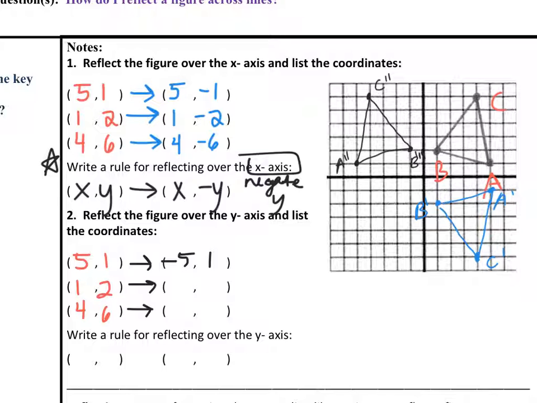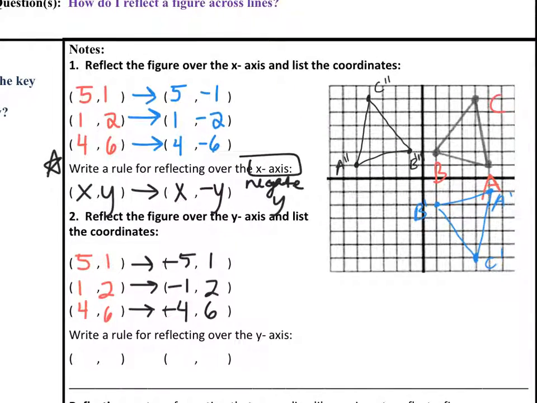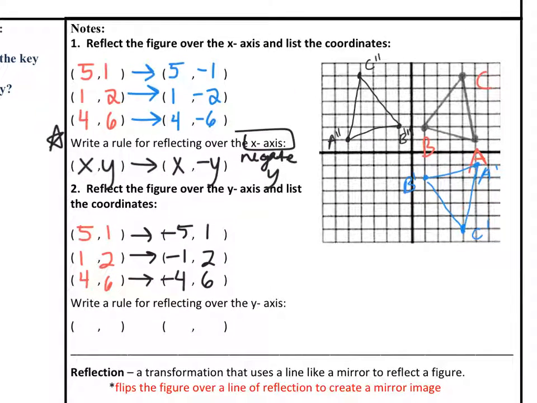Brennan, what is B double prime at now? Okay, and Liz, what's C double prime at? Negative 4, 6. Okay. What do you notice? The x turns negative. It gets negated. And so our rule is that (x, y) goes to (negative x, y). This is because it's negating the x.